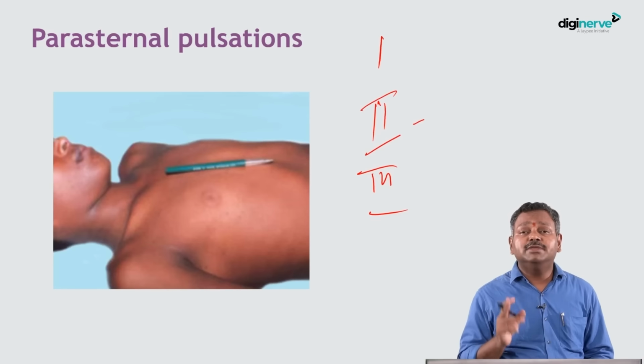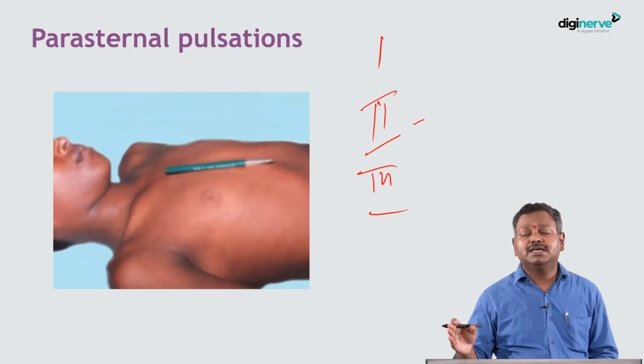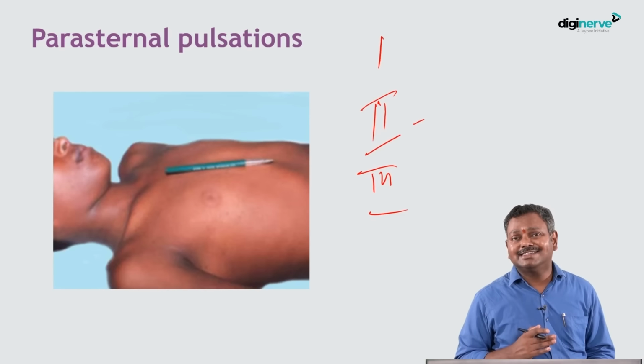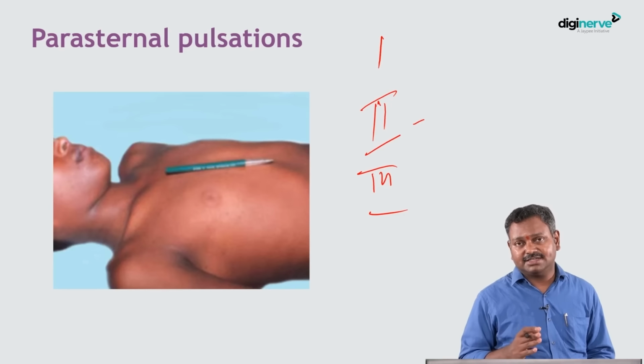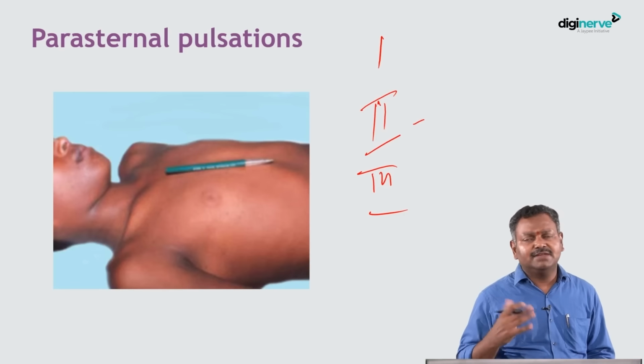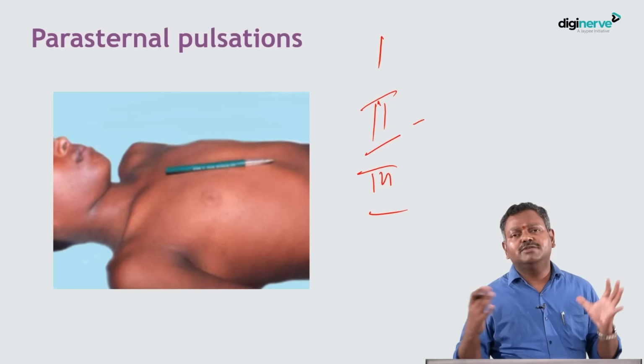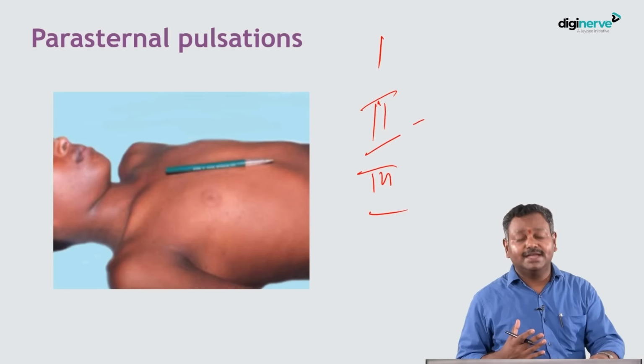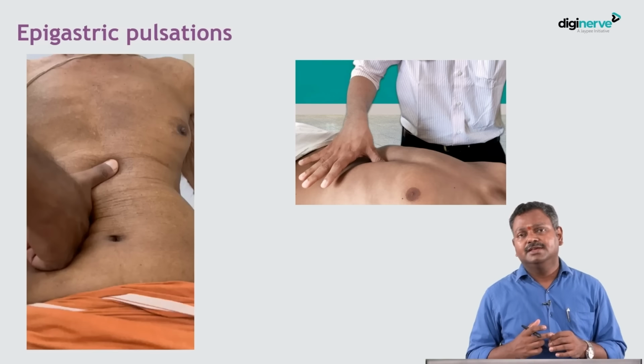So these are two common things they ask you: how do you look for the apical impulse? How do you look for the parasternal heave? The apical impulse is left ventricle, the parasternal heave is right ventricle. Rarely a parasternal heave can be due to the left atrium also. When you have a big left atrium in MS or MR, you might get a parasternal heave because of that.